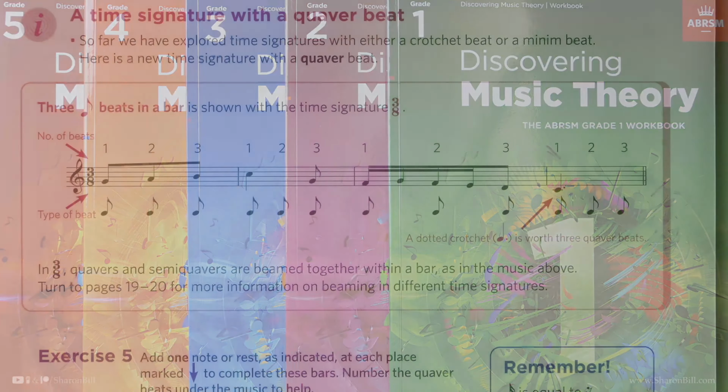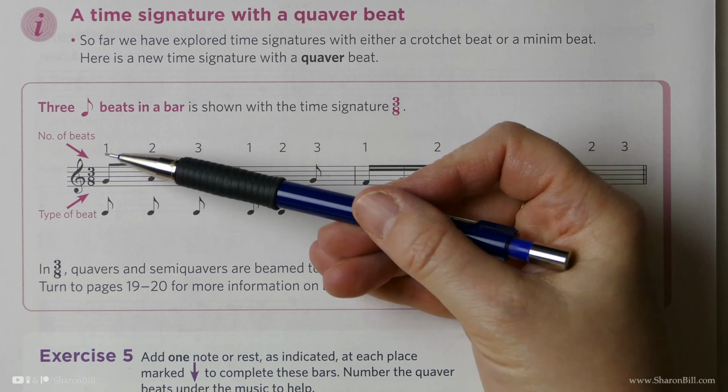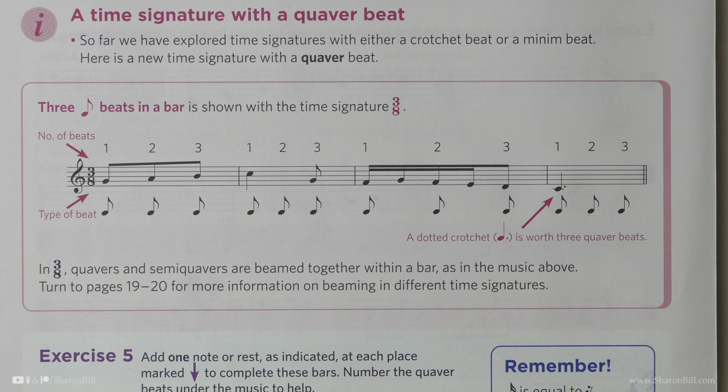Let's move on to page 10 of the Grade 2 Discovering Music Theory workbook, and we'll look at time signatures now that count each beat as a quaver. We're counting in units of quaver beats here, and let's just revise why that is so. That this number 8 means that we're counting in quaver beats, and it's good to see why that happens.